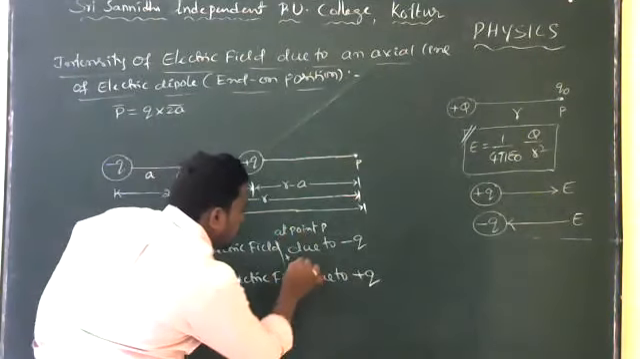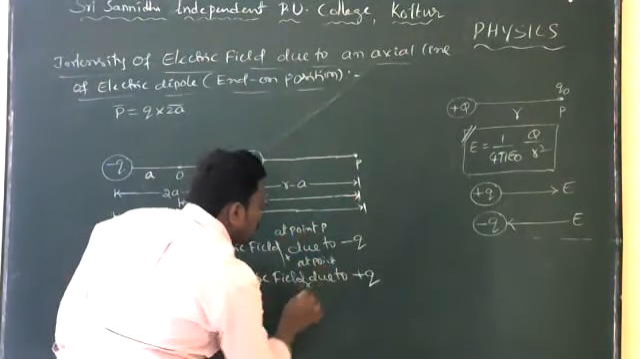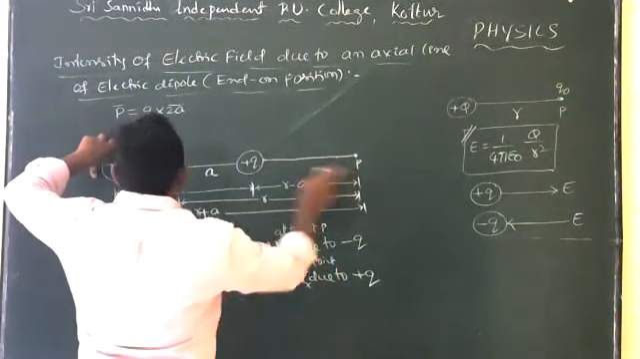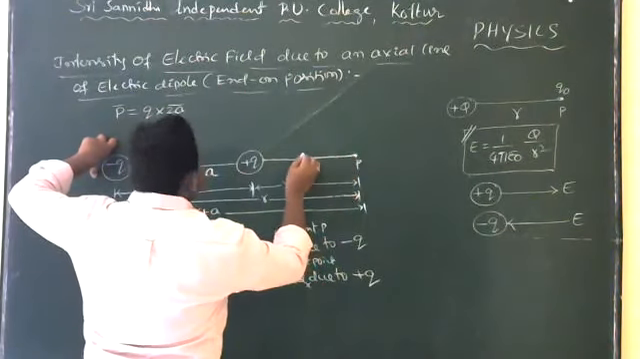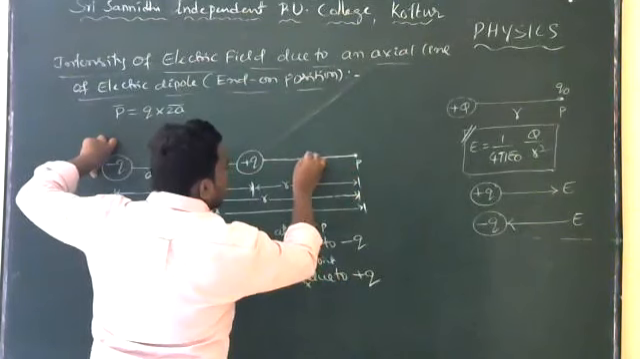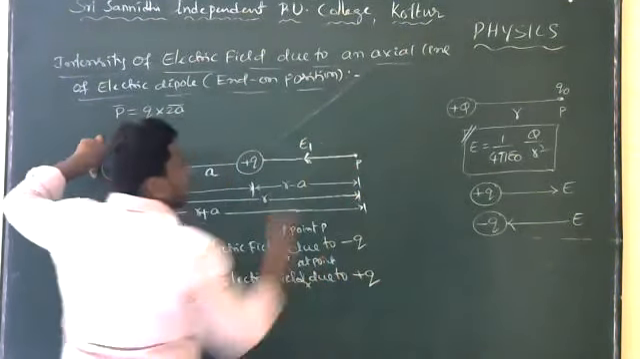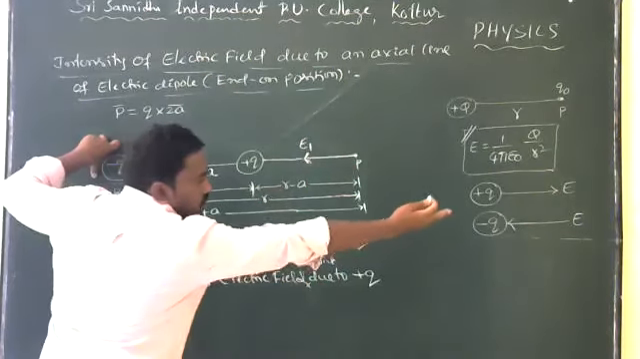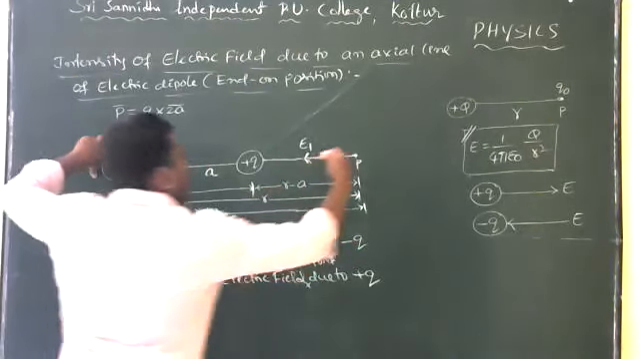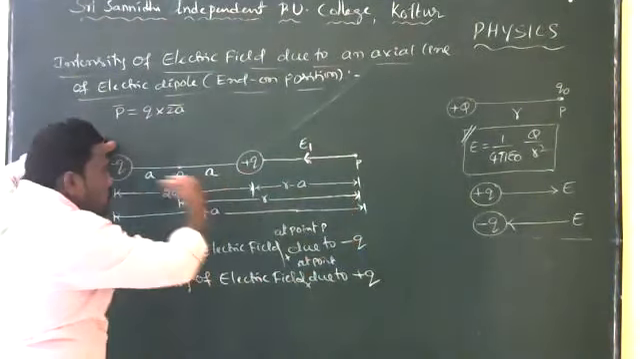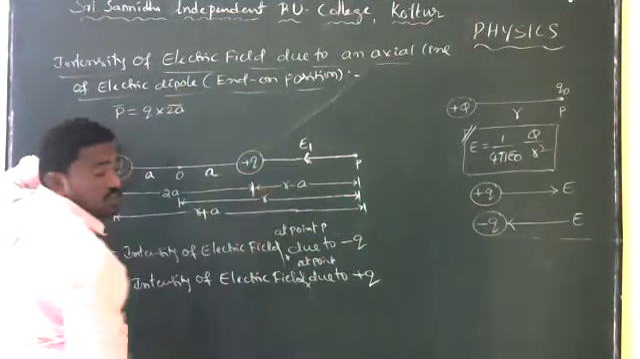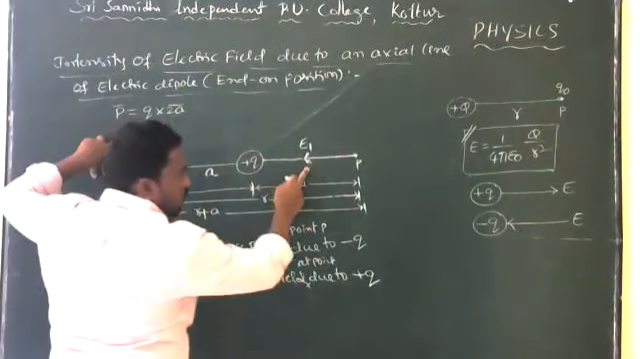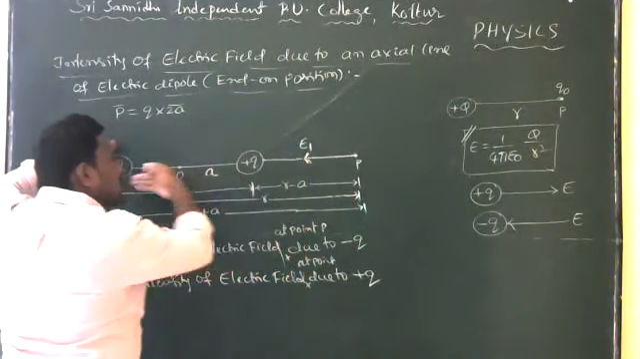So here, the intensity of the electric field at point P due to minus q is E1. Here a negative charge is there, so the intensity of the electric field is towards the charge. So this is the value of E1. Why? Because if you take the negative charge, the intensity of the electric field is towards the charge. So E1 is in the direction towards the negative charge.